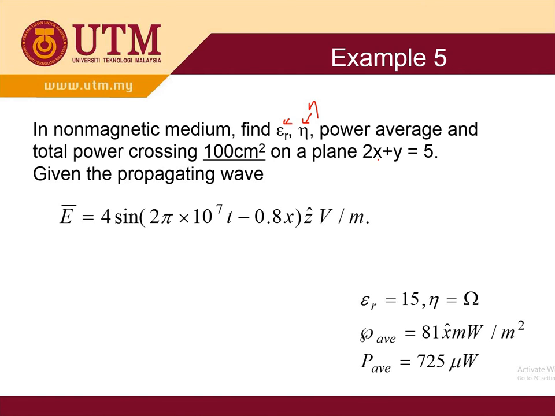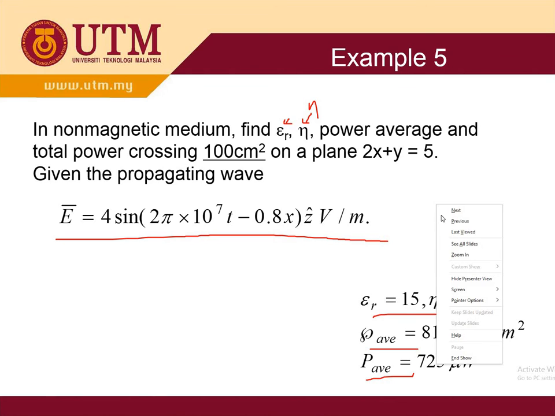Okay, on a plane 2x plus y equals 5, given the propagating wave is E equals 4 sine of (2 pi times 10 to the power 7 t minus 0.x x). Okay, so this is the answer. I think you can just do it from the formulas that you saw in the previous slides, and do it properly, then you will get it.